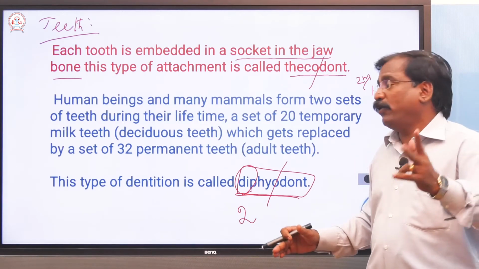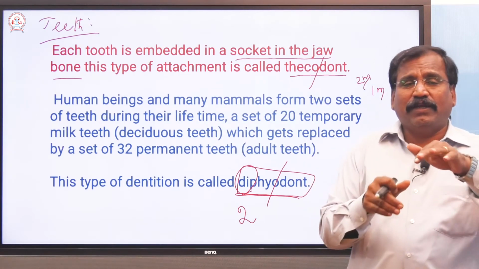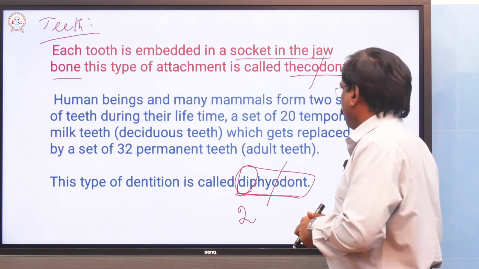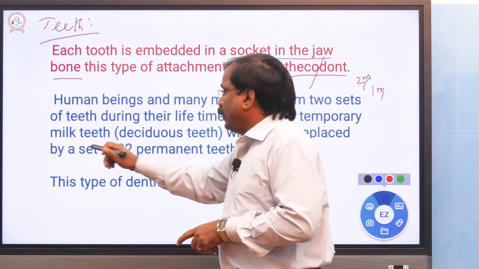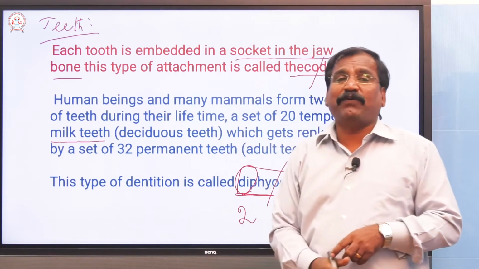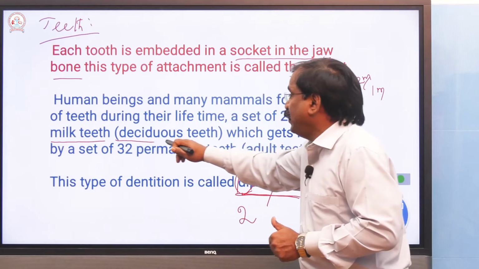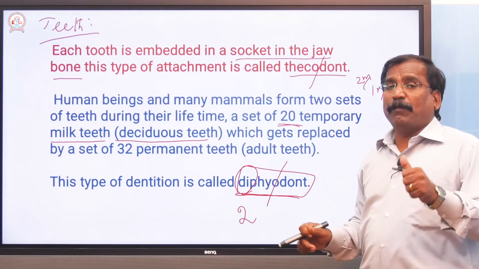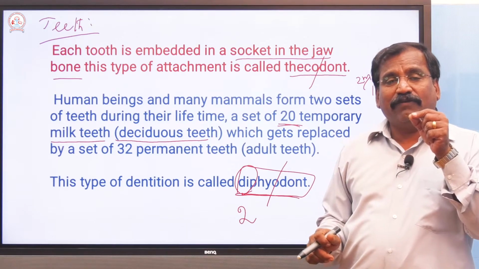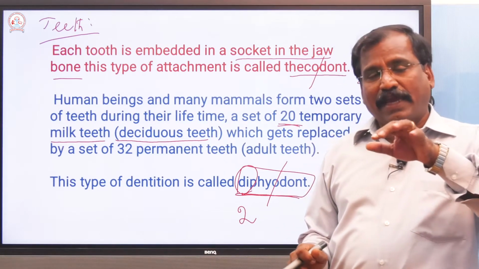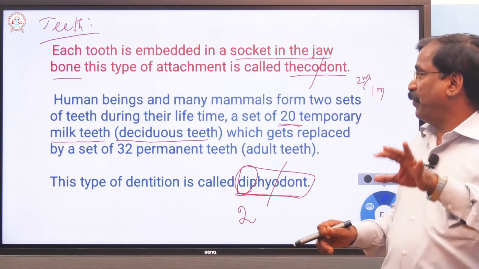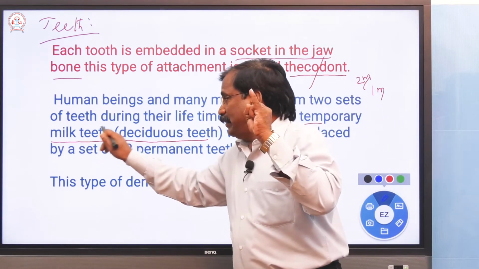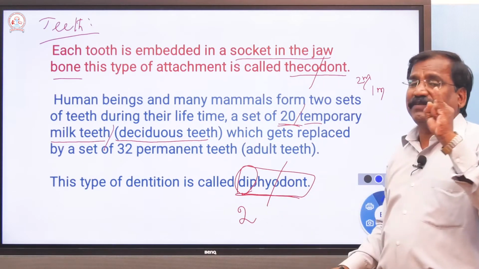Two sets of teeth. You know that when we are young, in childhood, we have milk teeth or temporary teeth, which are also known as deciduous teeth, which are 20 in number. Very important: 20 in number.